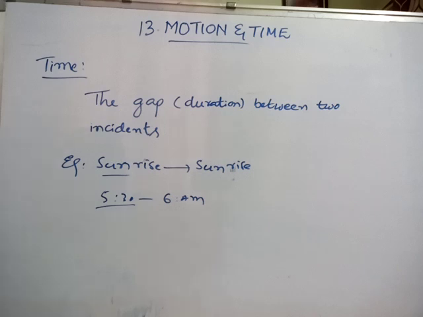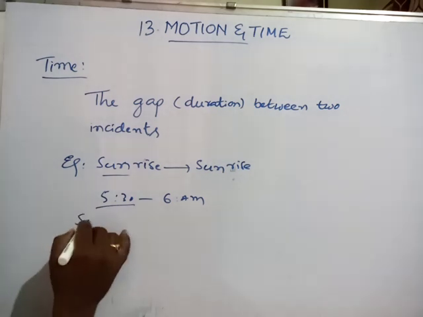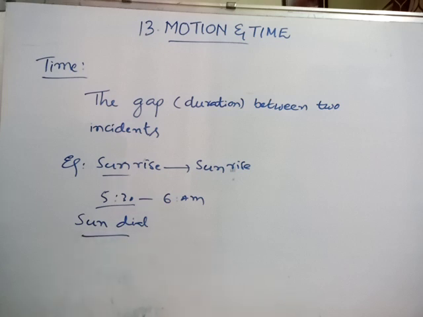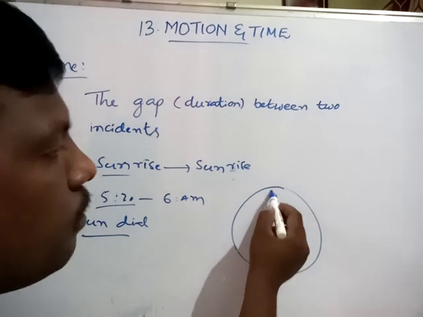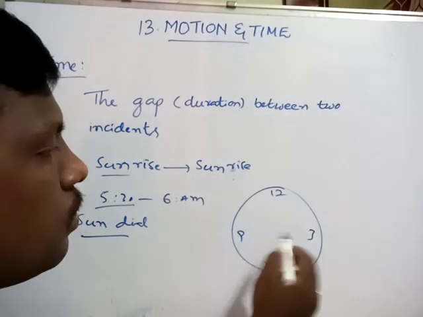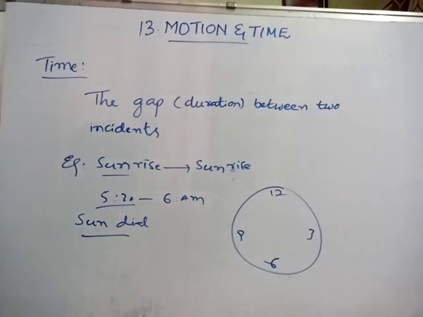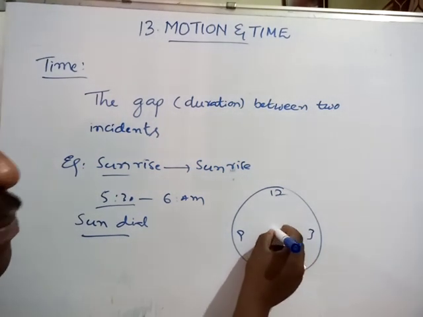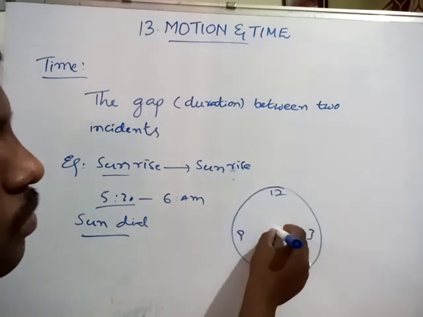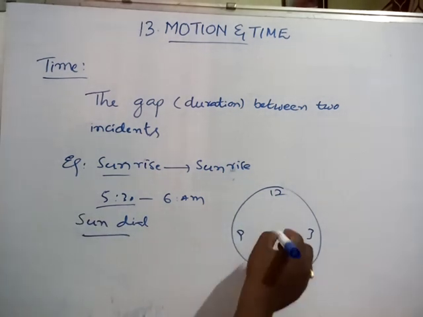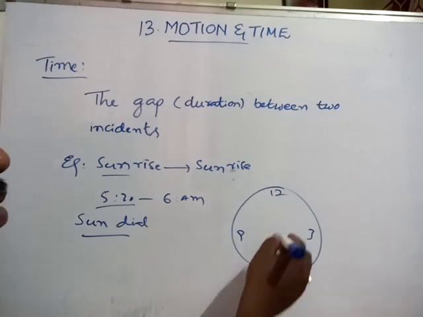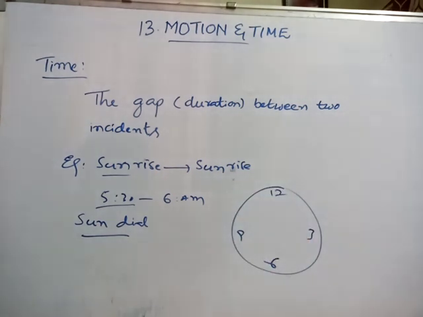In that case, some persons prepared the sundial. Sundial is very simple. It is a circular disc having the numbers 12, 3, 6, 9; you can write all 1 to 12. We fix one stick in the middle of the circular disc, and place it in the sunlight, opposite to the sun. Then definitely the shadow will fall on the circular disc.